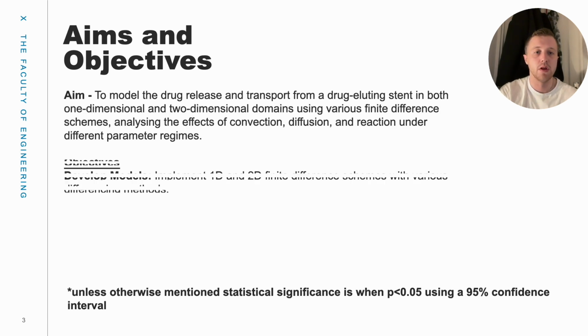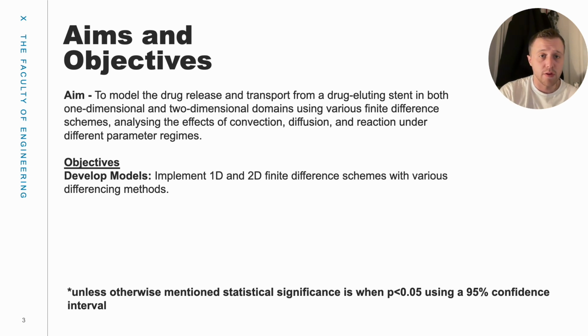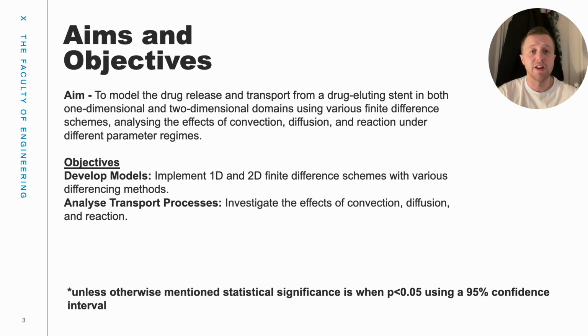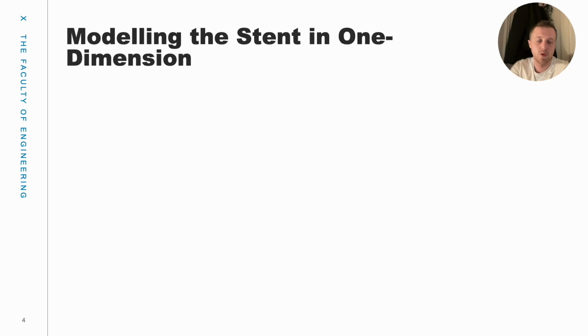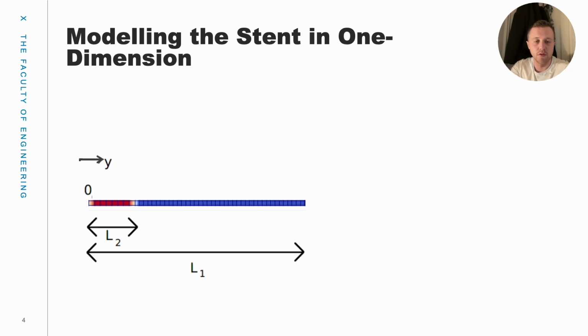1. Develop 1D and 2D models using finite difference methods. 2. Analyse how convection, diffusion and reaction influence drug distribution. 3. Compare different numerical schemes in terms of stability, accuracy and computational efficiency. And for any stats, statistical significance is when p is less than 0.05, and I'm using a 95% confidence interval. So we can initially set the stent up as a 1D array of cells.